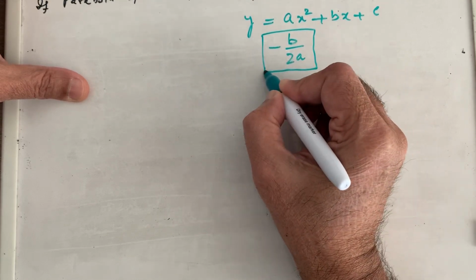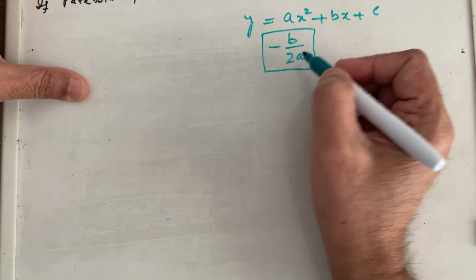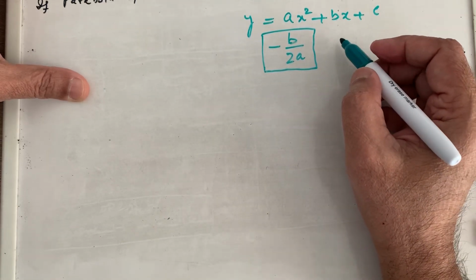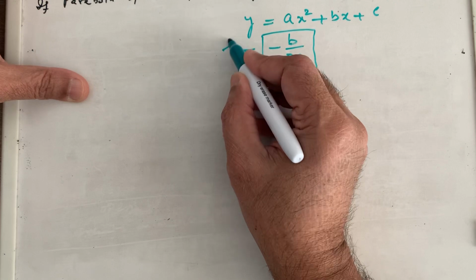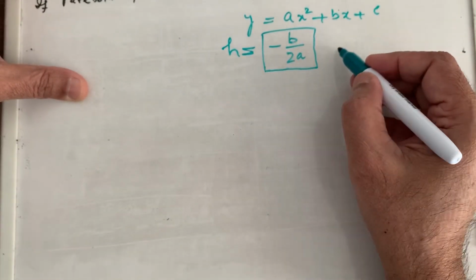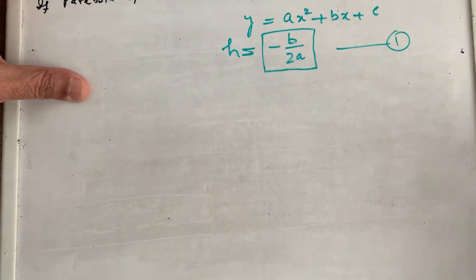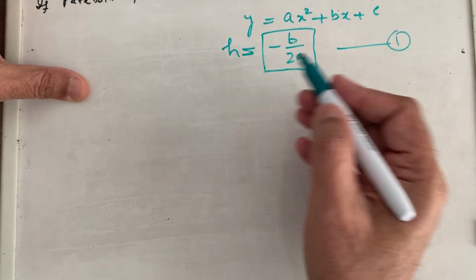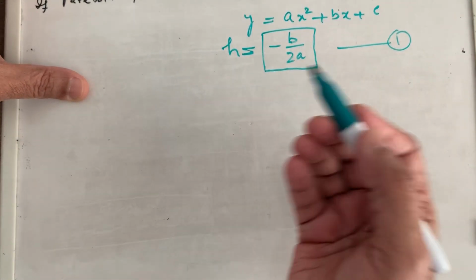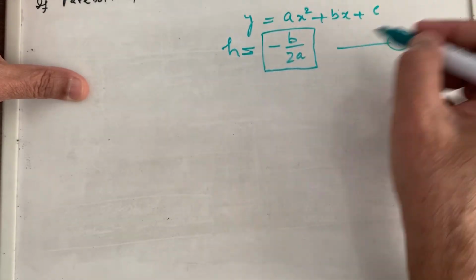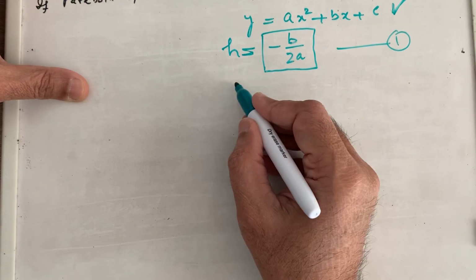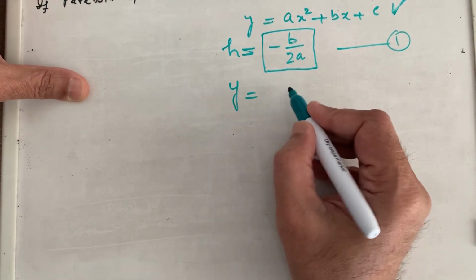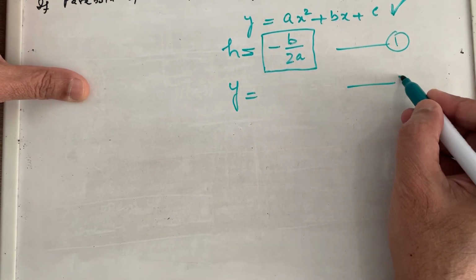So minus b over 2a will give you the x coordinate, right? So the x coordinate means this is h. This is your first step: you have to find h equals minus b over 2a. This is the value of x. So you substitute back into the quadratic equation and get your y. When you get y, this is your second step.